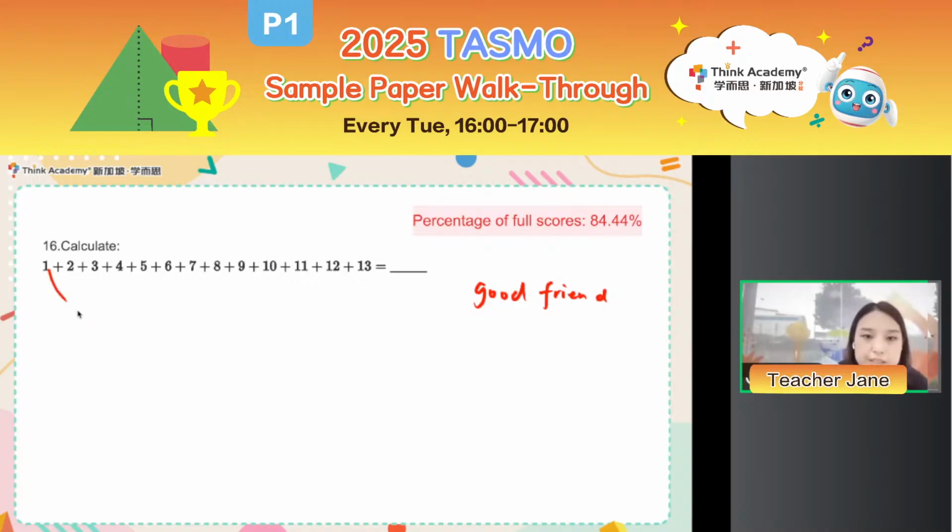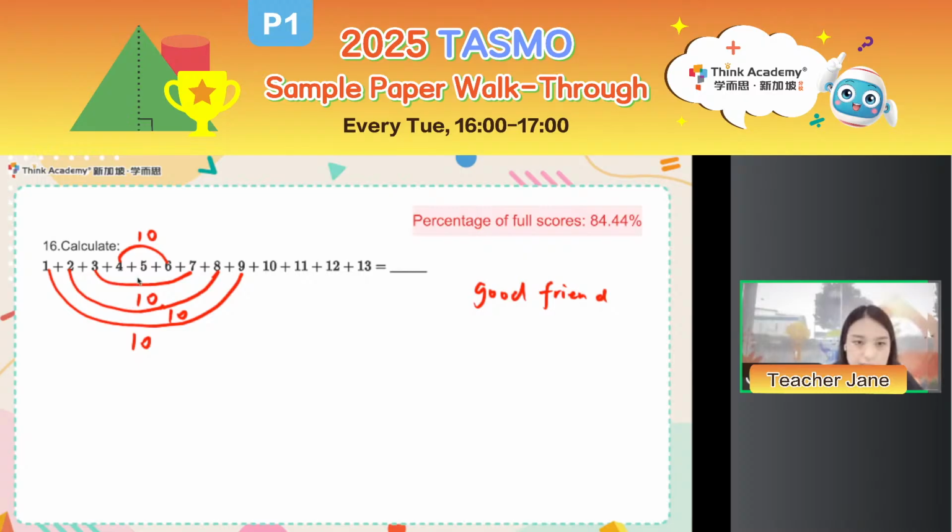For example, you can see 1 with which number can make a 10? 1 and 9, right? You can see we just draw a rainbow. 1 and 9 give us 10. 2 and 8 can give us the rainbow, right? That will be 10 also. And 3 and 7 give us 10. 4 and 6 give us 10. Okay, so here we can see we already got 4 tens, that is 40, right?